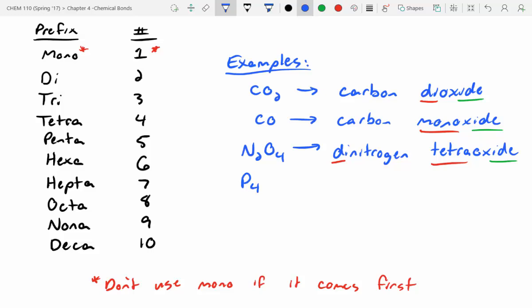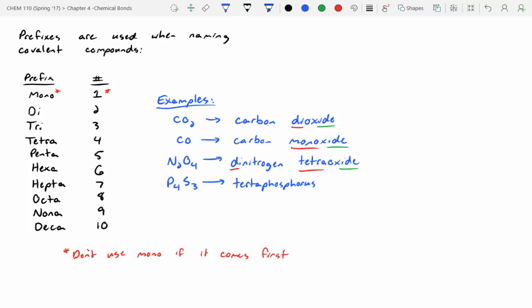Let's do P4S3. What would this be called? Okay, so tetraphosphorus. And the S is sulfur, so this would be tri-sul. What would the suffix be? Sulfide, so trisulfide. Okay, so we've got our prefixes, and we've got our IDE suffix. That looks good to me. So tetraphosphorus trisulfide, not too bad.